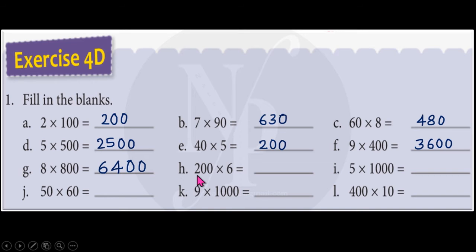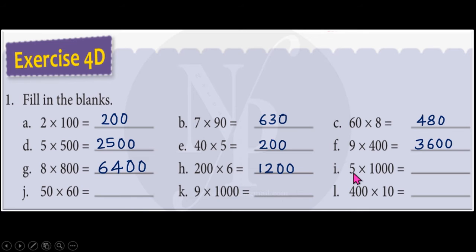Coming to H, 200 into 6. So we multiply 6 and 2. 6 2s are 12. Let's write 12 here. And after that, we see here there are 2 zeros. Let's include those to the right of this, 0 0. Therefore, 1200 is the product of 200 and 6.